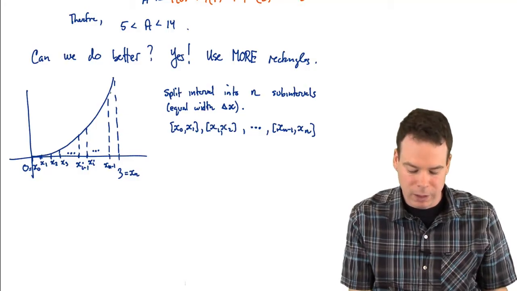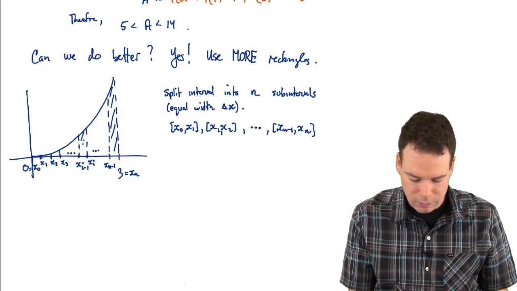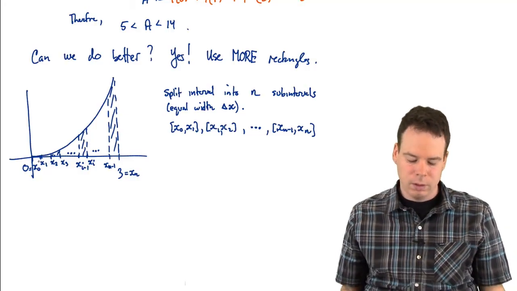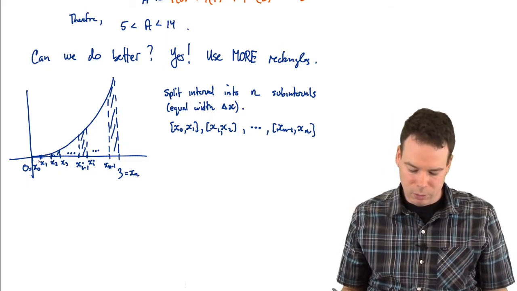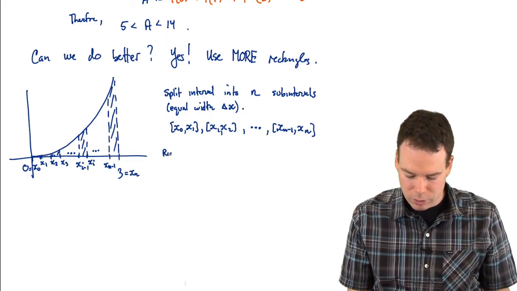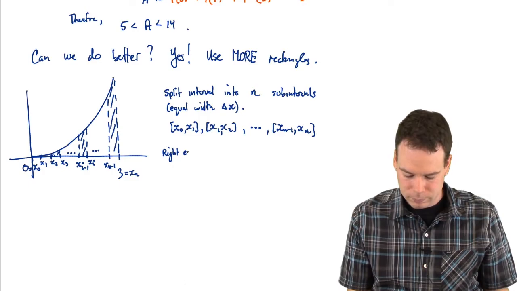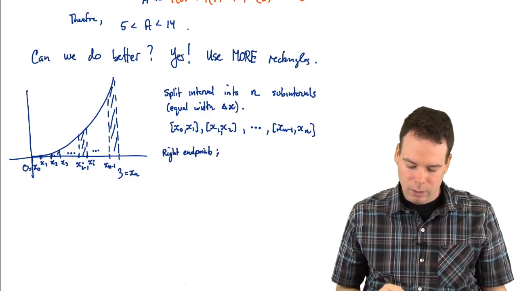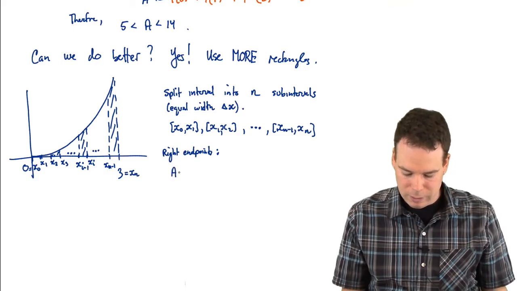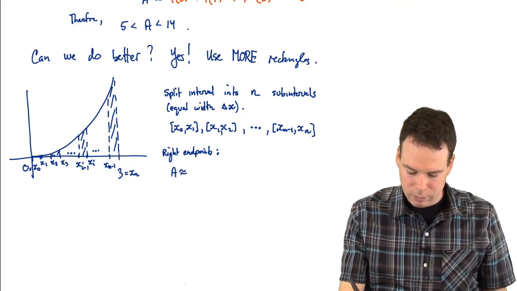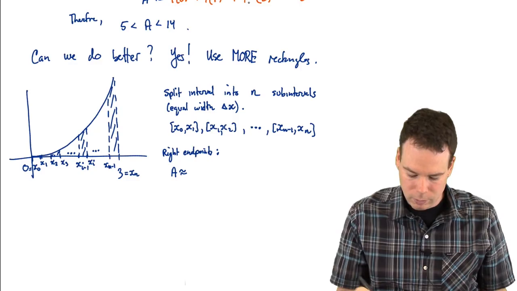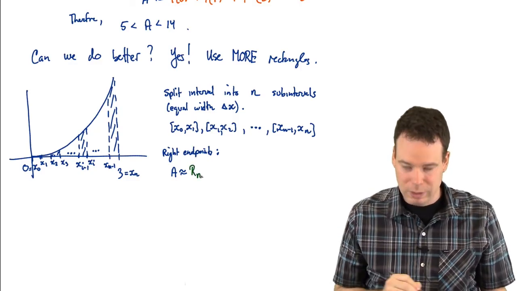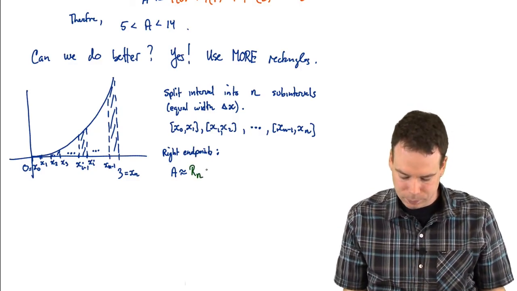We'd now like to estimate the areas of each of these slices all the way along. What are the areas of each of these slices? How do we estimate those? We could use the right-hand endpoints. If we use the right-hand endpoints, we get that the area is approximately the right-hand sum using n subintervals.